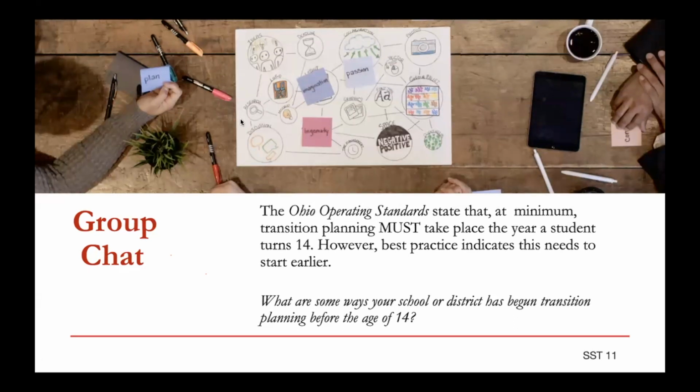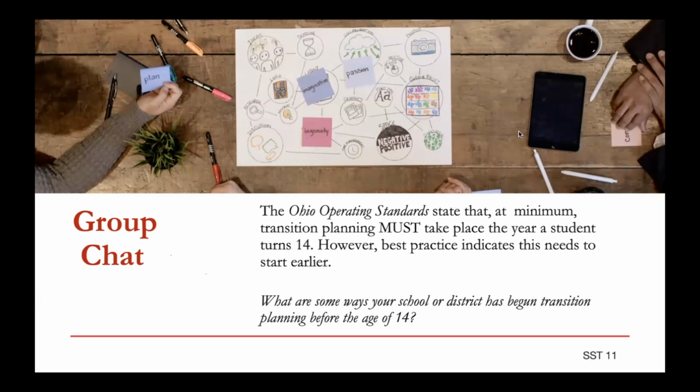In my previous role as coordinator, we just had the steadfast rule. Our school district had an intermediate building that was grades 5 and 6 and the middle school building that was grades 7 and 8. Most 14-year-olds turning 14 is usually about eighth grade. A couple are seventh grade. We just made the steadfast rule that we were going to start transition planning in seventh grade for all students. So that was one way that we started it prior to the age of 14.